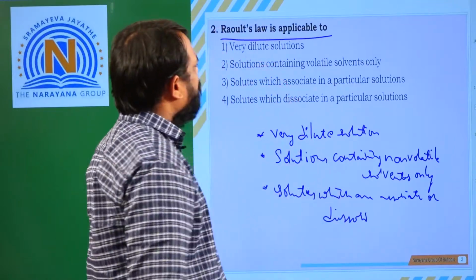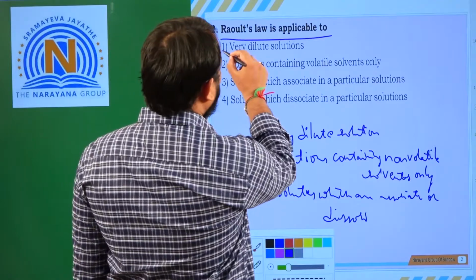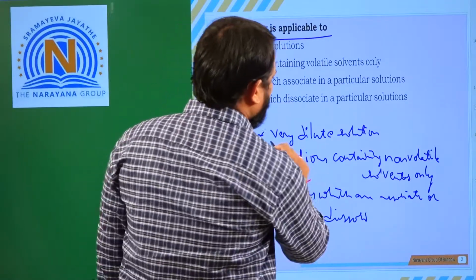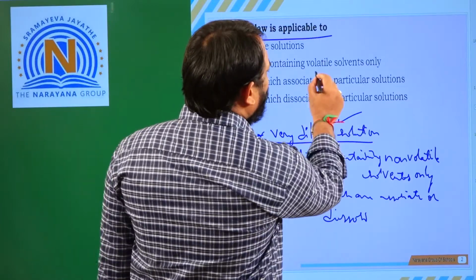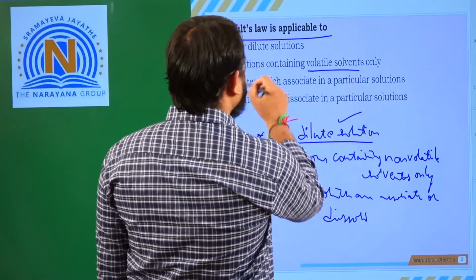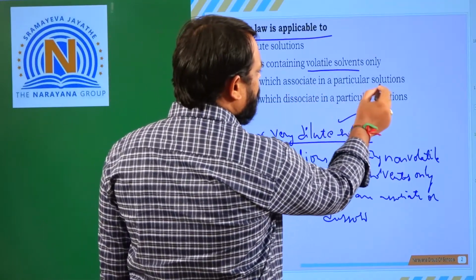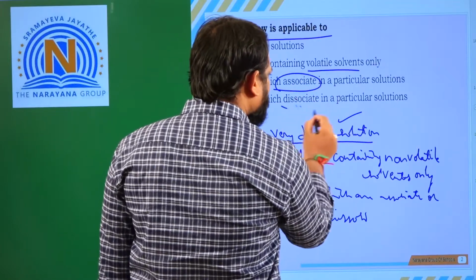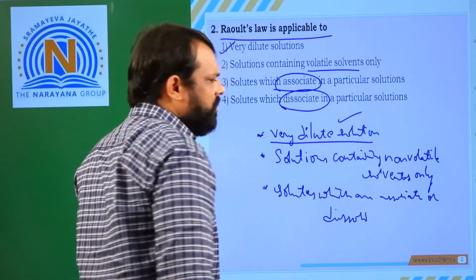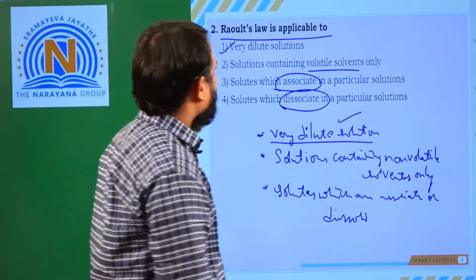So once again, Raoult's law is applicable to very dilute solutions. So very dilute solution, this one is correct. Solutions containing volatile solvents only, this statement is wrong. Solutes which associate or dissociate are not considered here, since associate and dissociate are given. So only the first option is correct. And next we will move to the next question.